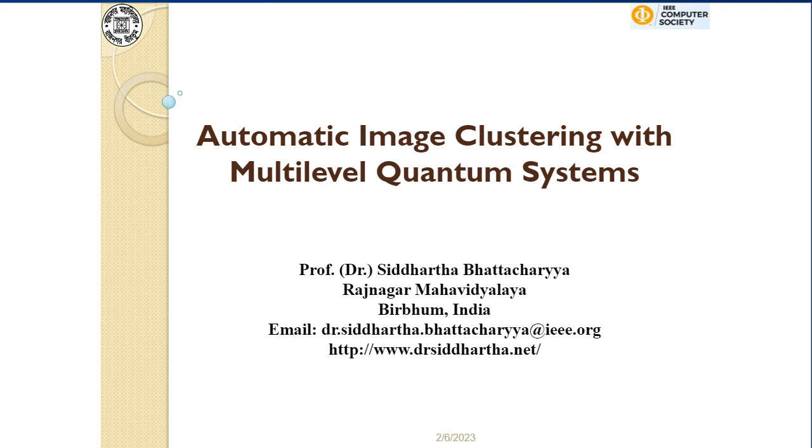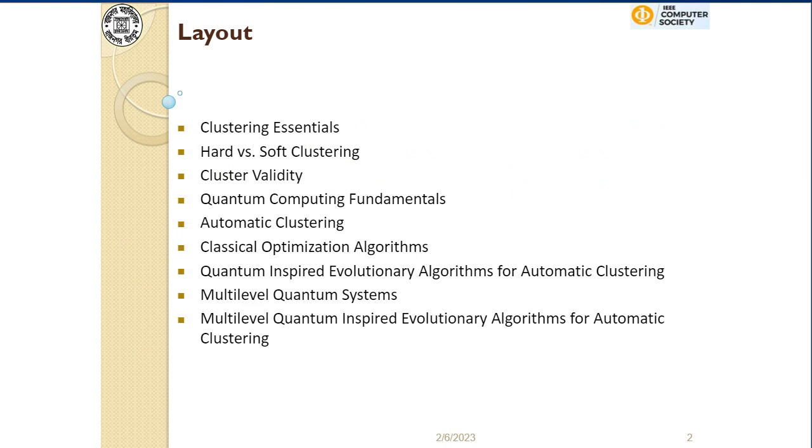So let us move on to the next slide, where the layout is given. We'll first be discussing the clustering essentials. What is clustering? What does clustering mean? And what is a good clustering? How can you tell whether a clustering result is good or not? Then moving on to other aspects of clustering in the form of hard clustering versus soft clustering, that is fuzzy clustering or pixel clustering as such. Then, to know whether a clustering process is giving you the best possible results, you have to have some quantitative measure. In that case, the cluster validity indices or metrics come into play.